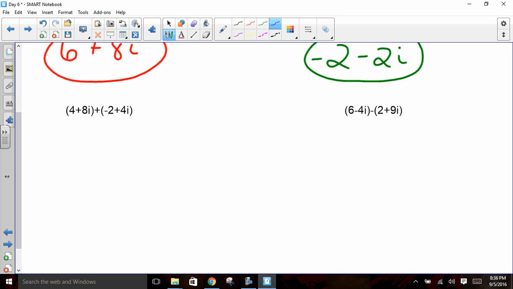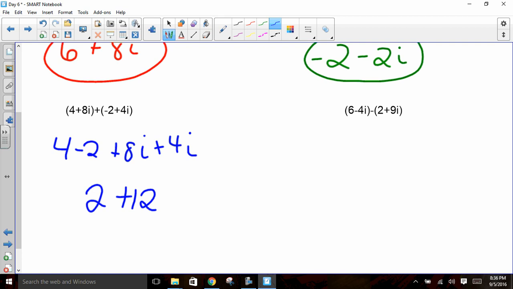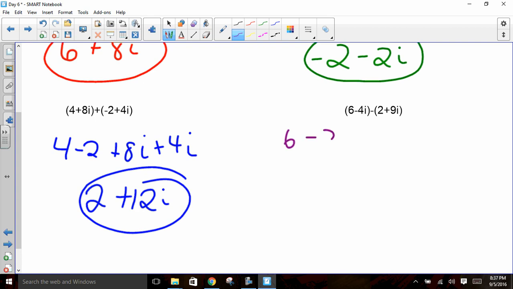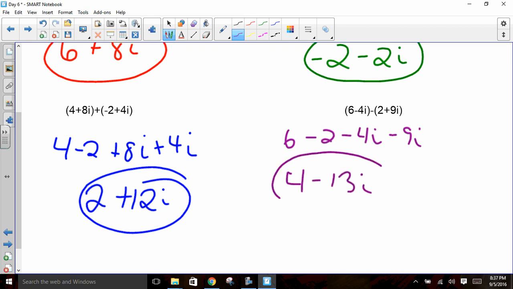Take a look, we're adding. So I have 4 plus negative 2, which is the same thing as 4 minus 2. And then I have 8i plus 4i. So 4 minus 2 gives me 2. 8 plus 4 gives me 12. So 2 plus 12i. This last one I'm subtracting, so I have 6 minus 2, minus 4i minus 9i. 6 minus 2 gives me 4. Negative 4i minus 9 more gives me negative 13i. So my answer is 4 minus 13i.